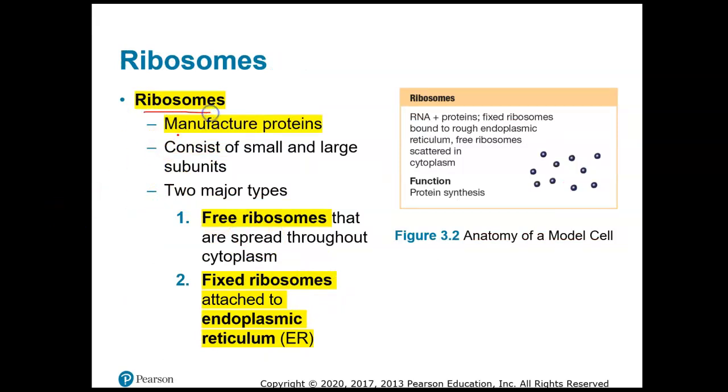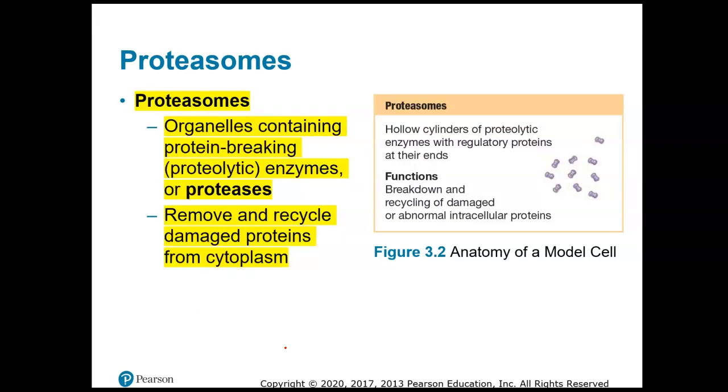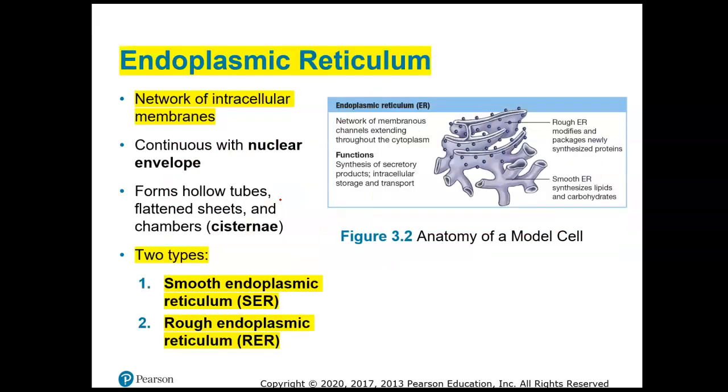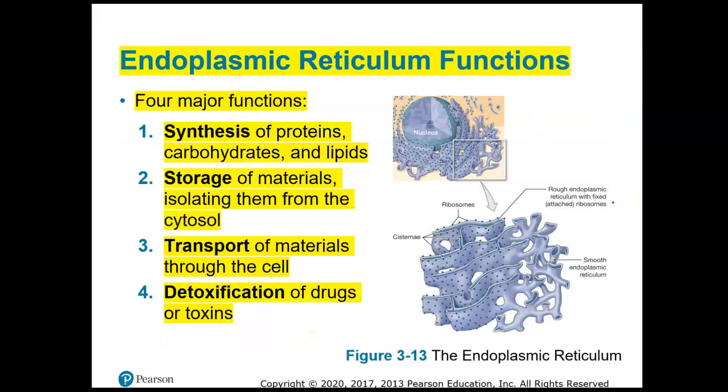Ribosomes manufacture proteins. There are ribosomes that are free in the cytoplasm and ribosomes that are attached to the endoplasmic reticulum. The endoplasmic reticulum that contains ribosomes is called the rough ER. Then we have proteasomes, which contain protein breaking or proteolytic enzymes, which we know as proteases. So they recycle proteins. We have the smooth and the rough ER, or endoplasmic reticulum. The rough ER is involved in synthesizing proteins, and the smooth ER is involved in synthesizing lipids and carbohydrates.